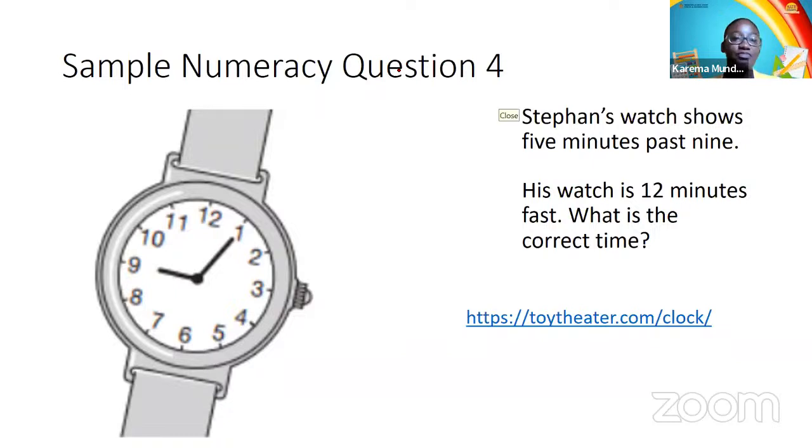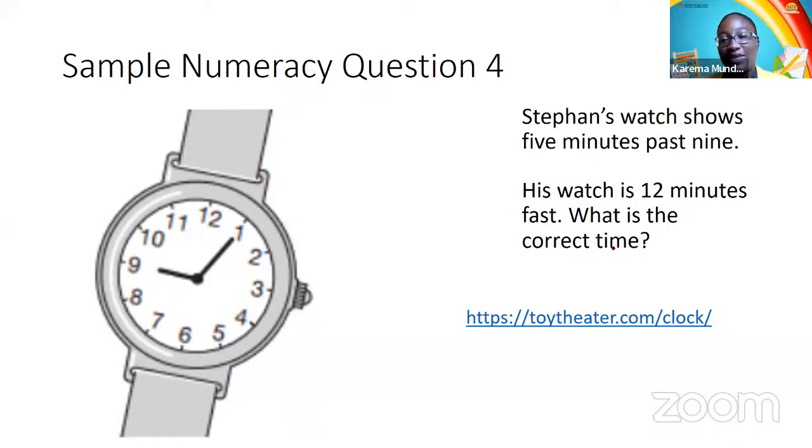All right, question number 4. Stefan's watch shows 5 minutes past 9. His watch is 12 minutes fast. What is the correct time?